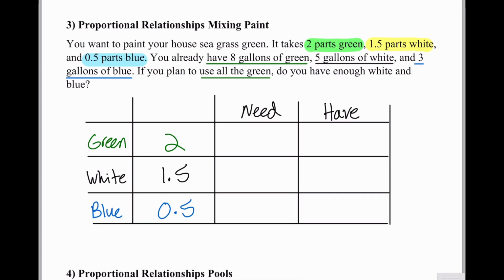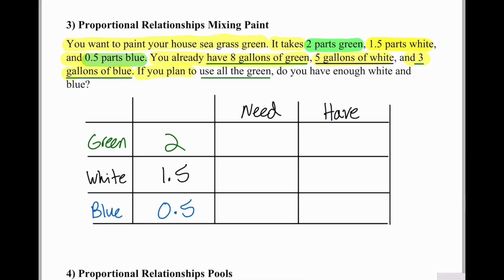Here we have mixing paint. This is a tough one because there's a lot of thinking that you have to do, but I think you guys can do it. So you want to paint your house seagrass green. It takes 2 parts green, 1.5 parts white, and 0.5 parts blue. You already have 8 gallons of green, 5 gallons of white, and 3 gallons of blue, right? So we already have some paint, right?